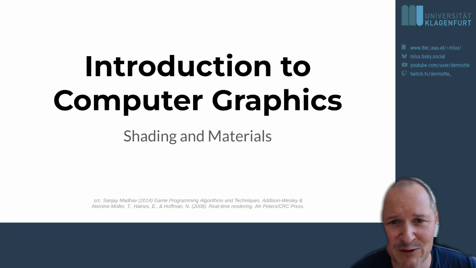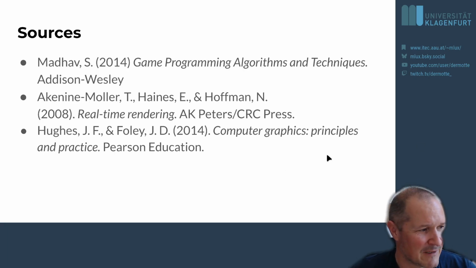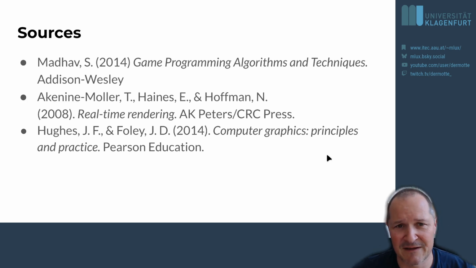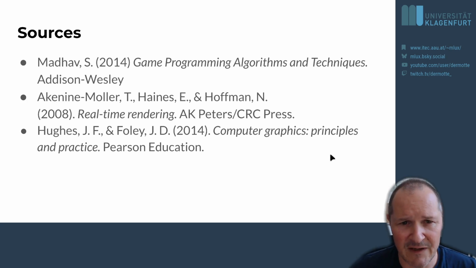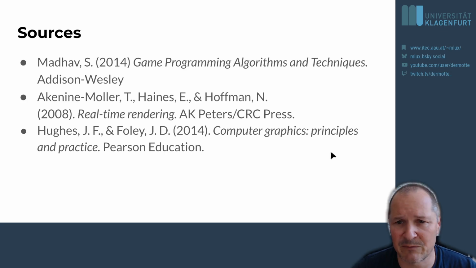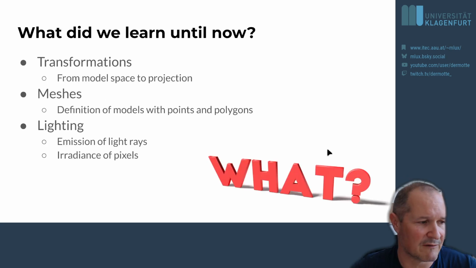We're on with Introduction to Computer Graphics, Shadings, and Material. Again, the sources: the classical book is here, and the real-time rendering book is the classic for the raster approach. The ray tracing approach is based on the book from 2014, Computer Graphics Principles of Practice. If you want to go in deep, especially with the shaders, then please take a look at the respective books or visit some online resources, especially for shaders. There are really a lot of them.